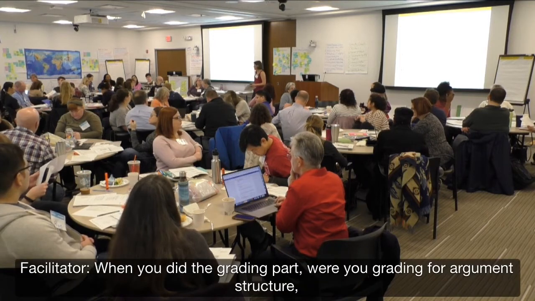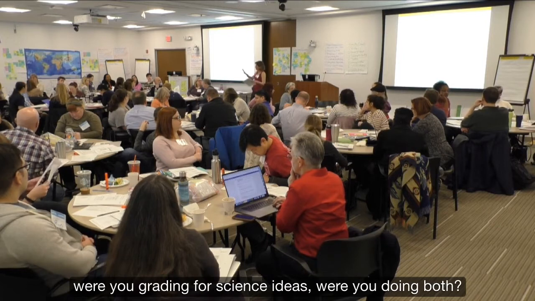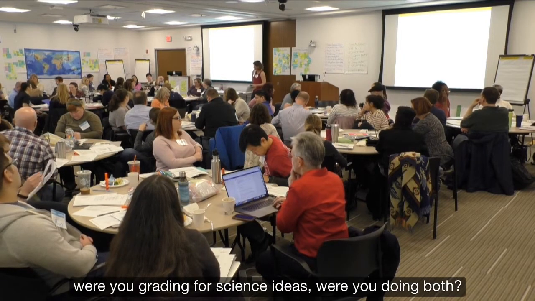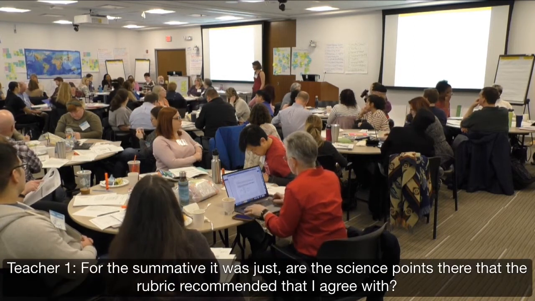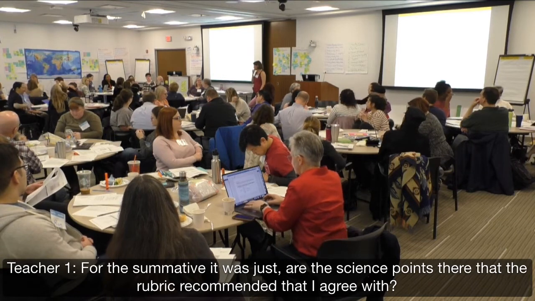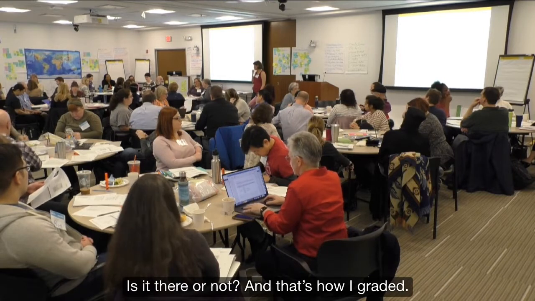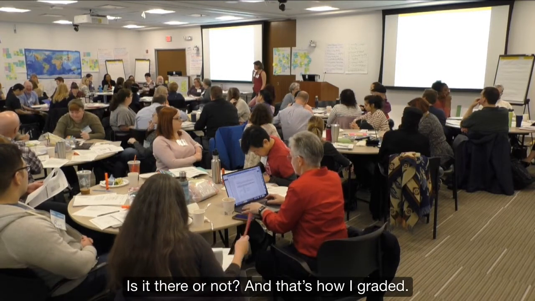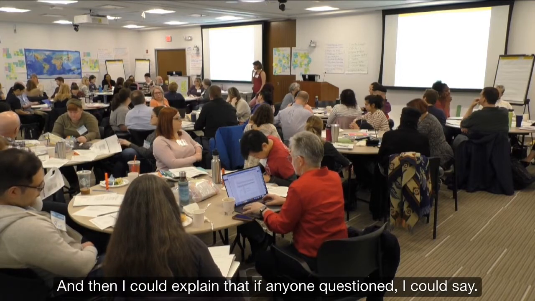When you did the grading part, were you grading for argument structure? Were you grading for science ideas? Were you doing both? I mean, there's no right answer here. For the summative, it was just, are the science points there that match the rubric that I agree with? Is it there or not? And that's how the grade was set, and then I could explain that if anyone questions it.